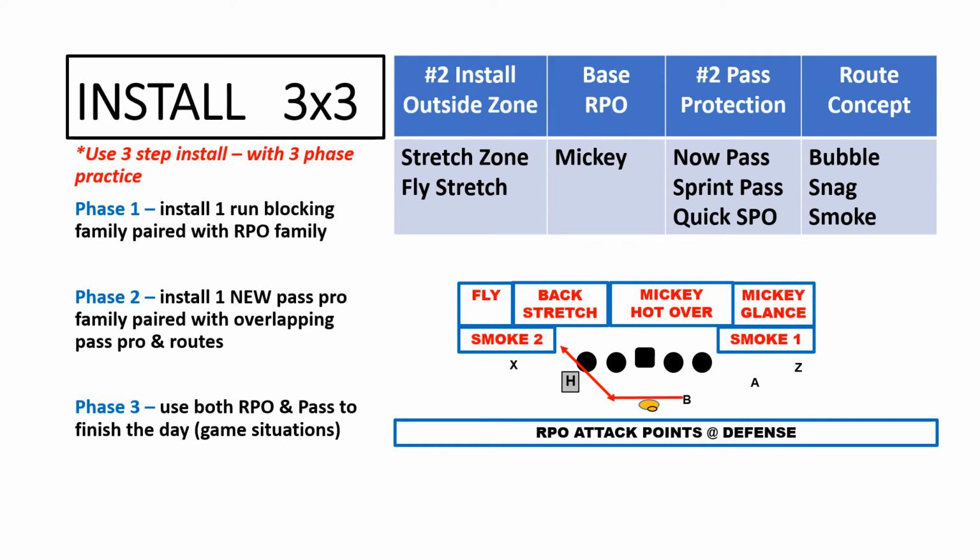All right, once again, we'll use our 3x3 install, doing the RPO first, then the pass, and then mixing the two together. So you can see here now with stretch zone, we're going to do that to the back, regular RPO with a Mickey route concept. We can add that where we put the A receiver in fly stretch, and then we use that same stretch or outside zone blocking for our sprint out pass pro and our now passes. And we'll do a bubble, a snag, and a smoke concept.